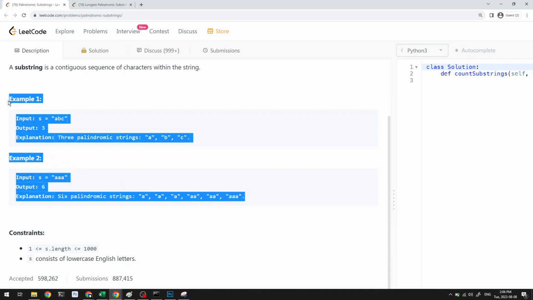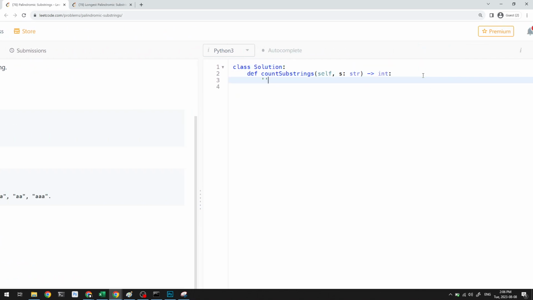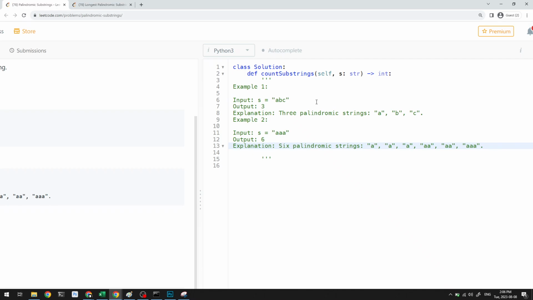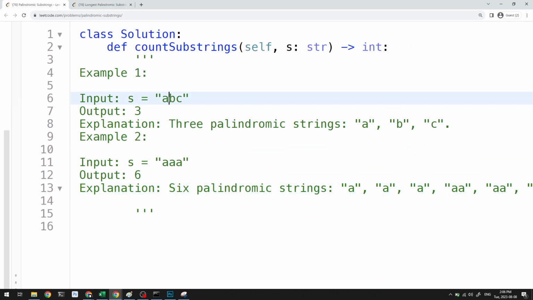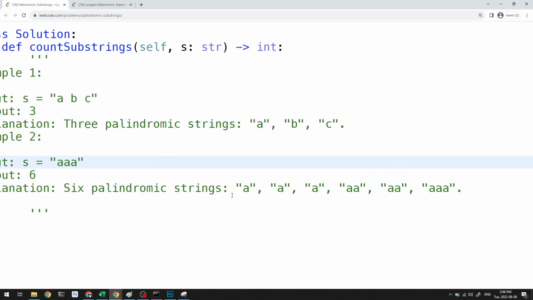So what this means is, let's take a look at these examples. For the string ABC, we have a couple of palindromes, right? A in itself is a palindrome, B in itself is a palindrome, and C in itself is also a palindrome. So we have the value 3 here. For something like AAA, you can think of all of these as palindromes: A, A, and A, corresponding to these three individual A's, and then AA, AA, AAA, etc.